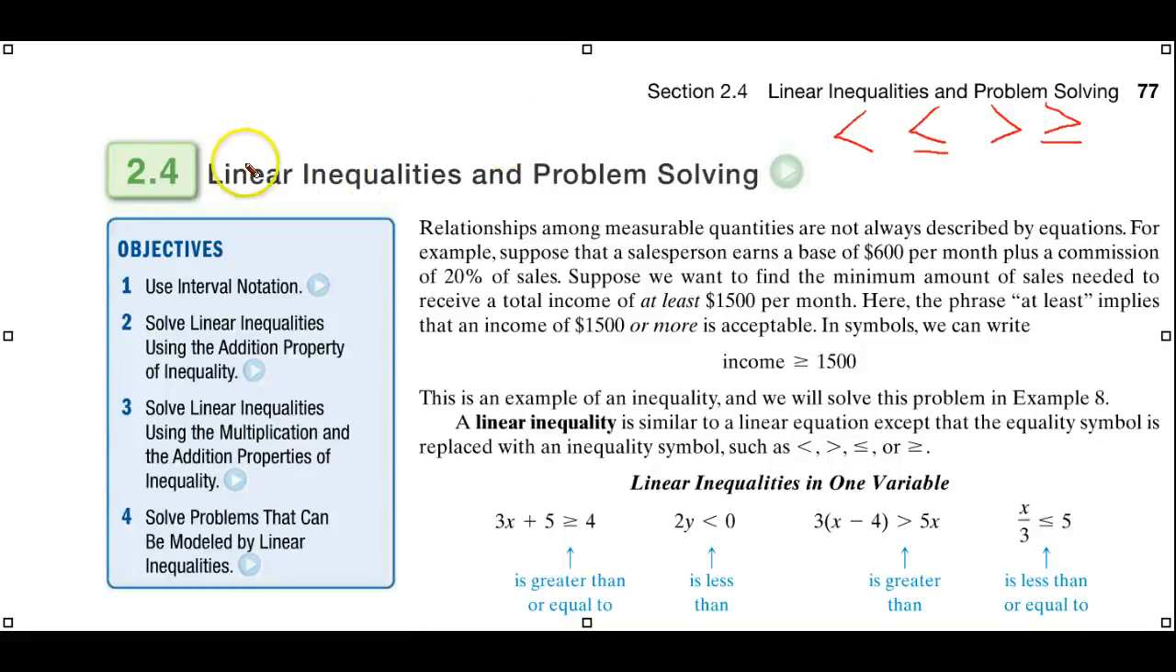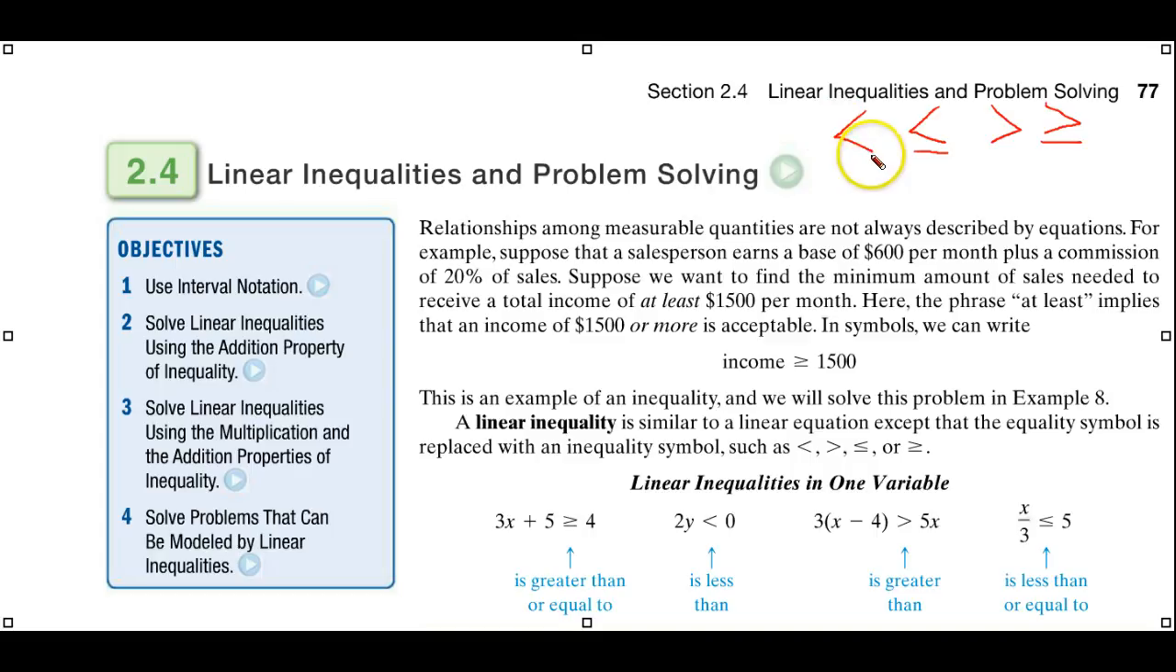Now, as we start topic 4 of chapter 2, we're going to take a look at linear inequalities and problem solving. They give you a little example, but what we want to do for background is to identify these inequality symbols. Some of you may know them already.